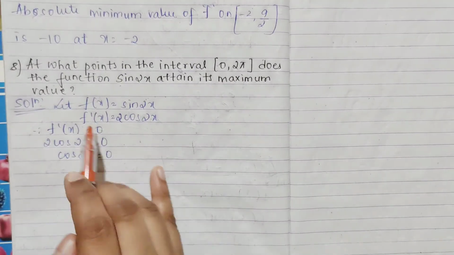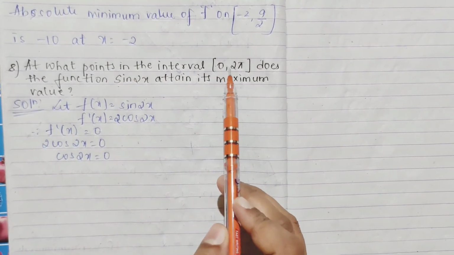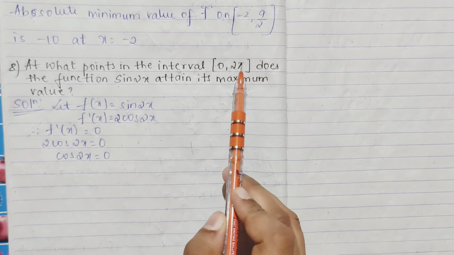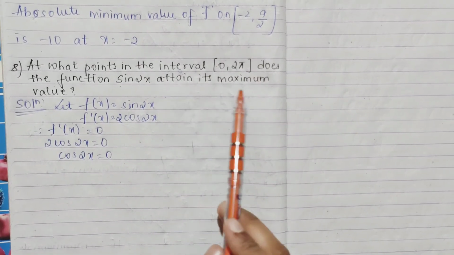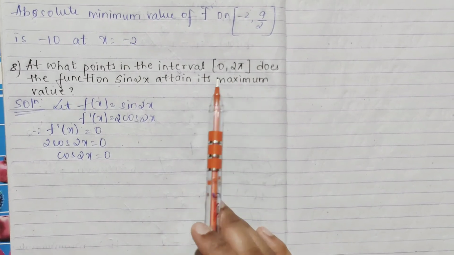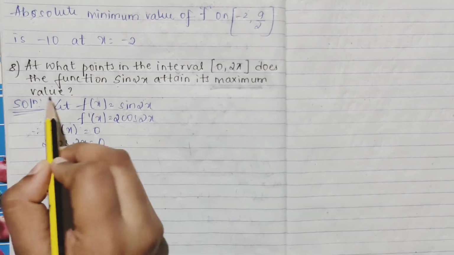We have taken the 8th question. What they are asking: at what points in the closed interval 0 to 2 pi, meaning 0 is also included and 2 pi is also included, does the function sin squared x attain its maximum value? Directly they are telling us to attain its maximum value. See here, they have given maximum, so its maximum value you have to find.